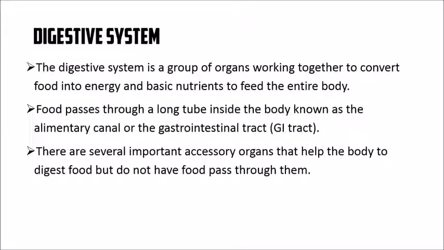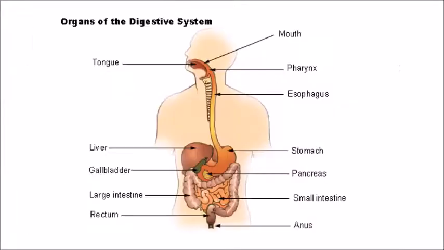The digestive system is a group of organs working together to convert food into energy and basic nutrients to feed the entire body. Food passes through a long tube inside the body known as the alimentary canal or the gastrointestinal tract, or GI tract. There are several important accessory organs that help the body to digest food but do not have food pass through them.